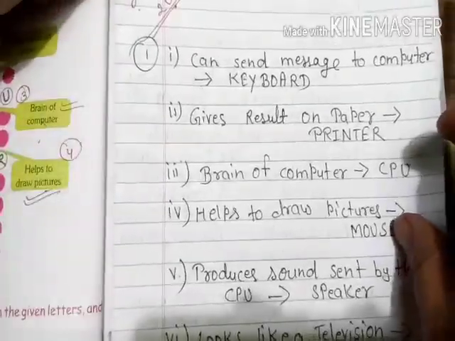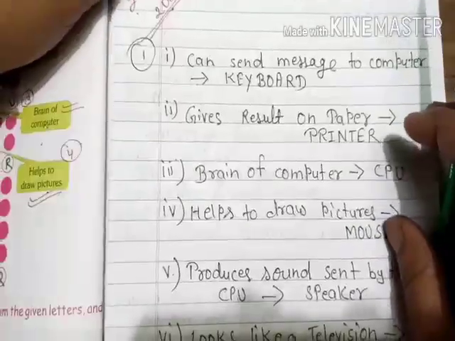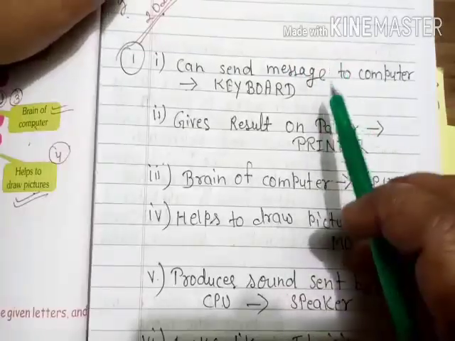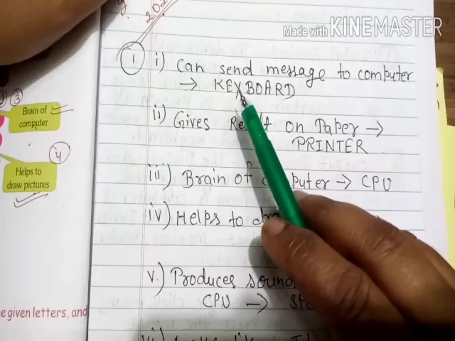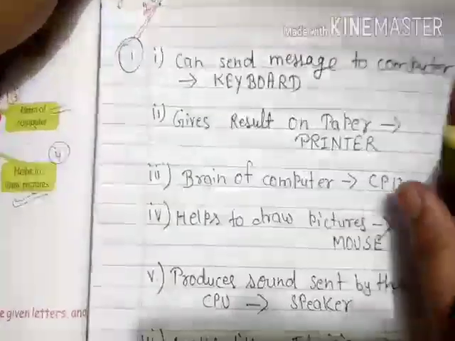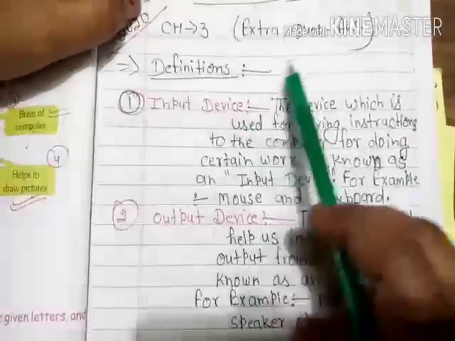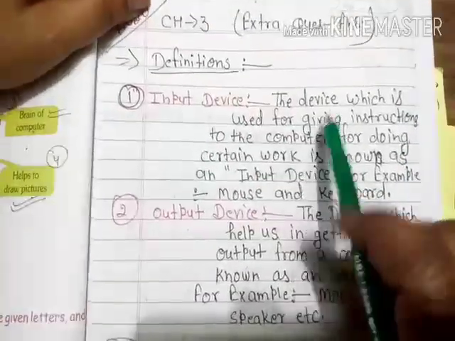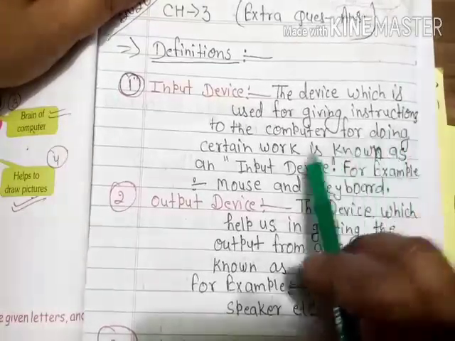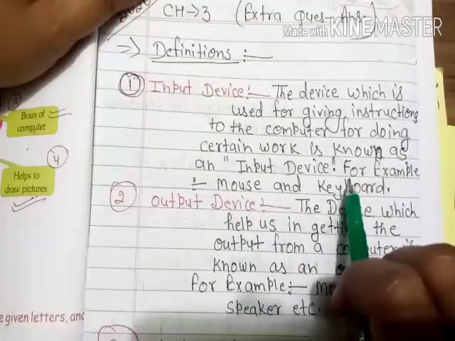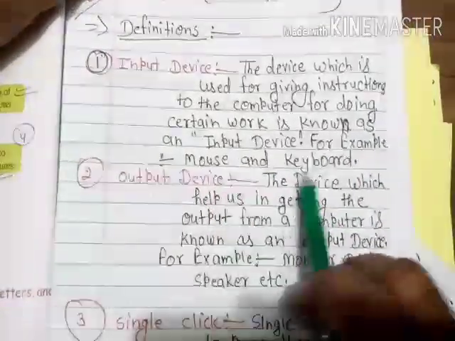Some extra questions I have also given you, which you have already written in your copy. Hope you have written. And now today I am going to give you the answers. The first one, the extra questions which I have prepared, is this one. Definitions. Input device. The device which is used for giving instructions to the computer for doing certain work is known as an input device. For example, mouse and keyboard.